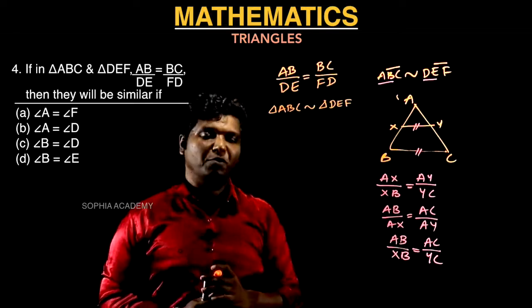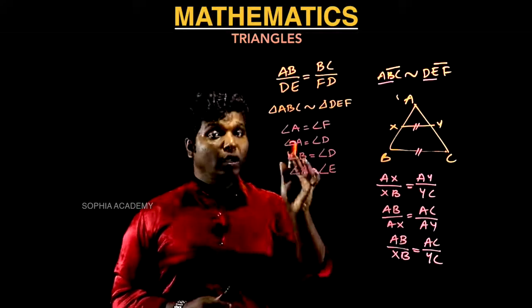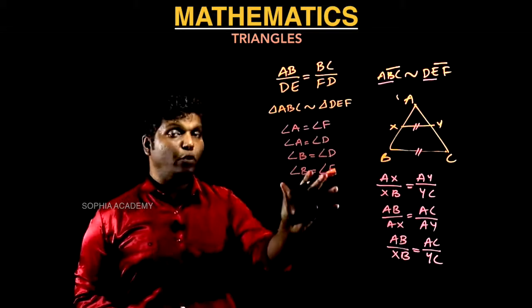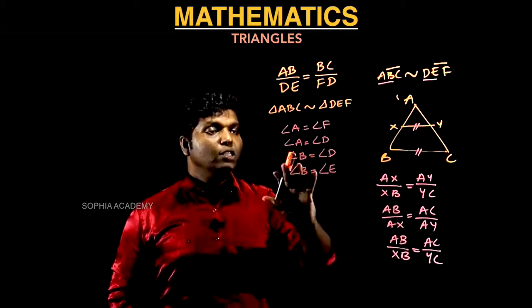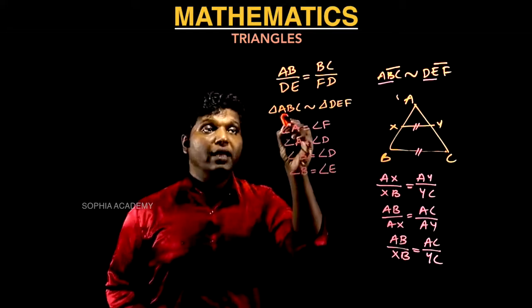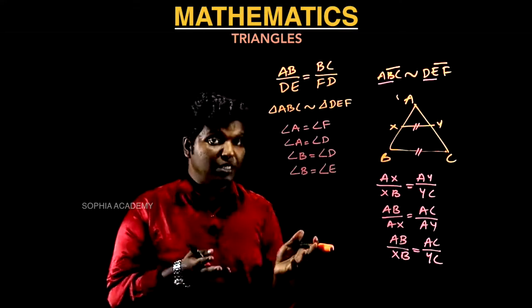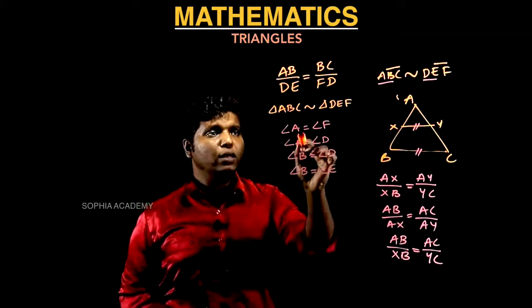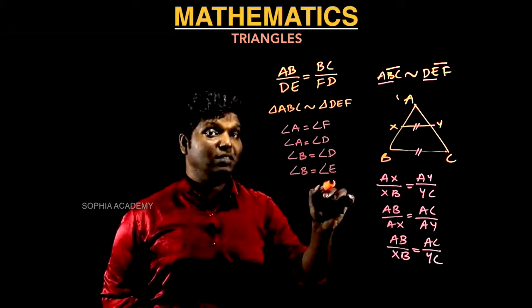Here go the four options before you. So these are the four given options. Among these four options, one will be the correct one. So which one suits this similarity? If you want to say that triangle ABC and triangle DEF should be similar, which among these should suit? Is it this one, or this one, or this, or that?